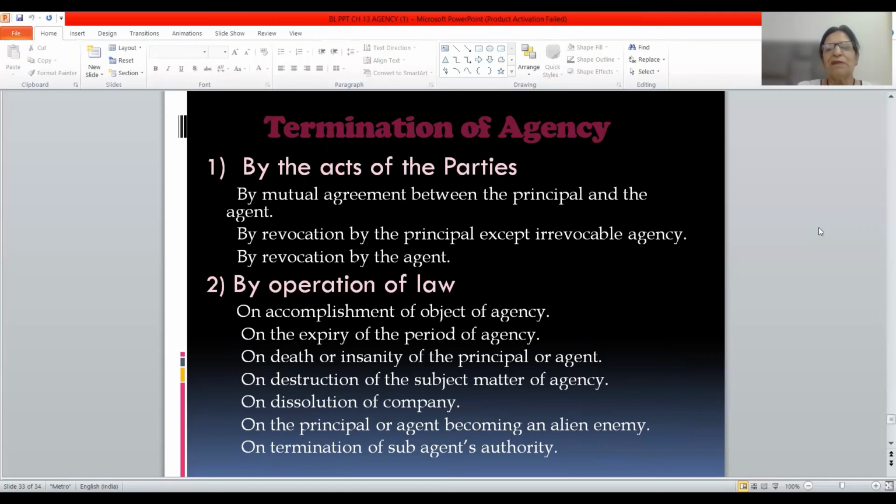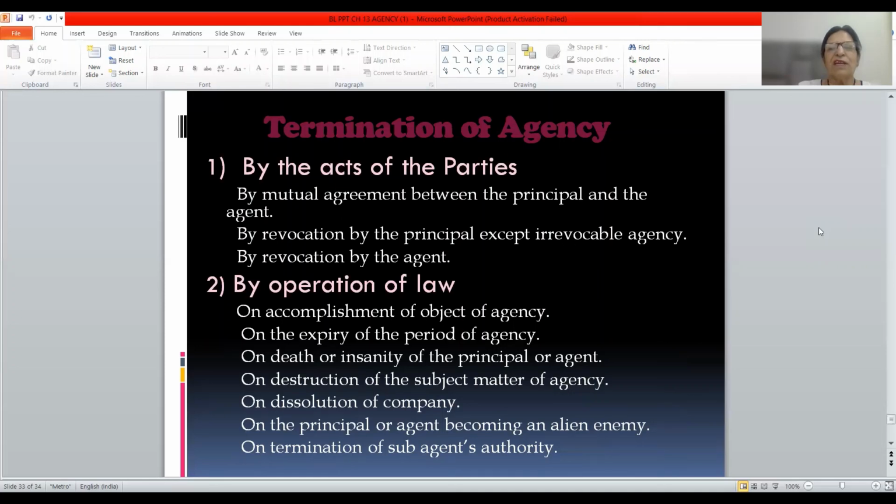Then the contract of agency becomes irrevocable. Or if the agent has his own interest in the contract, then also the contract of agency becomes irrevocable. He has spent his own money and now the principal wants to revoke his authority. He cannot. By revocation by the agent. Now, the agent doesn't want to work as an agent. Then also the contract will come to an end. But when we talk about revocation by the principal, revocation by the agent, then they both should see to it that revocation by them should not result in any loss to the other.